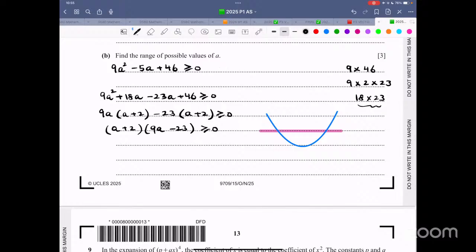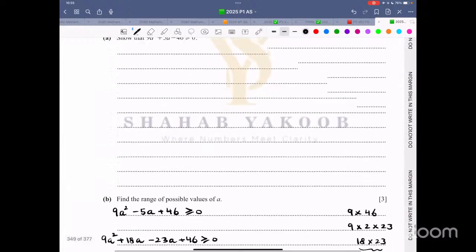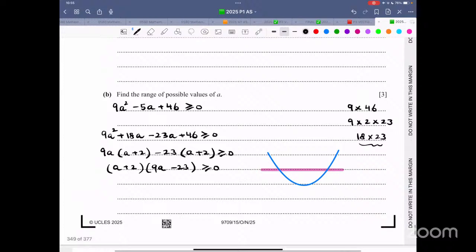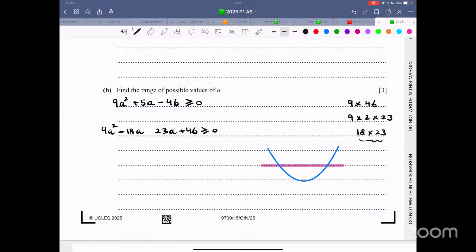So this is negative 2. So this is minus 23 plus 18. Let me double check. Oh, my bad. That is plus 5a minus 46. That happens when you are copying it in a hurry and then looking at the comment and all these things. So now plus 5a. So I need to change this. Okay, let me just remove this. So now this is minus, this is plus.